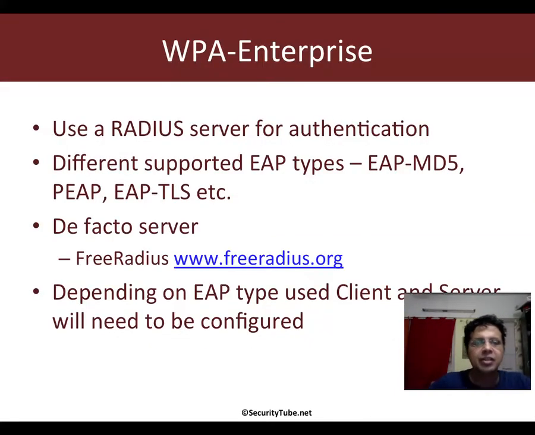So let's begin. As we've seen in a lot of previous introductory videos, WPA Enterprise basically uses a Radius server to authenticate various supplicants, which are clients. Depending on whatever EAP types the Radius server supports, which could be MD5, PEAP, TLS, etc., those can be used in conjunction with what the client can support. Now the de facto open source Radius server is called FreeRADIUS, and it is available on freeradius.org.